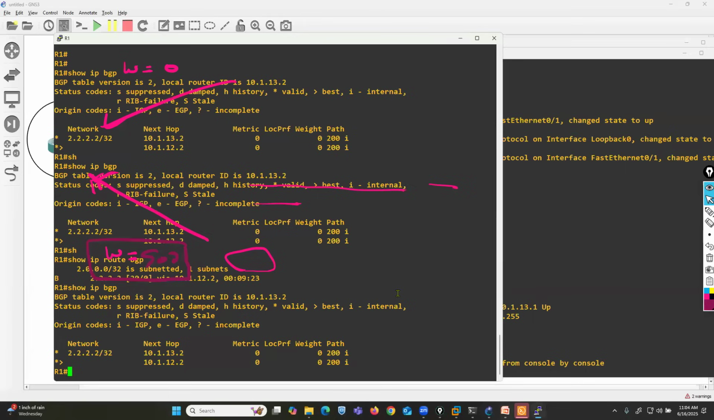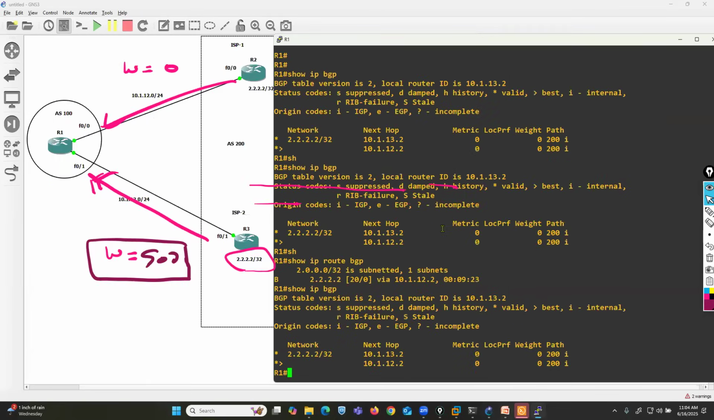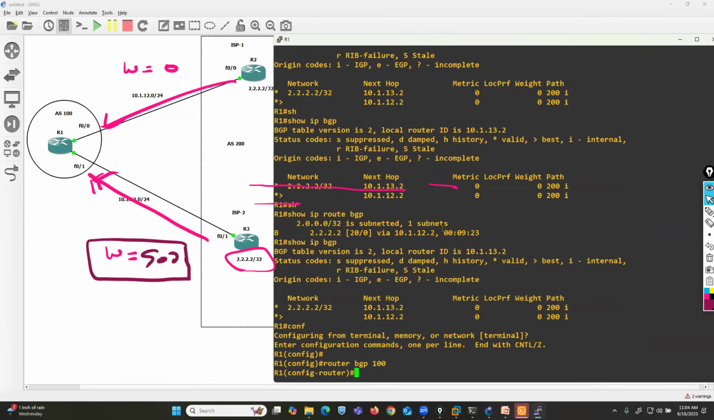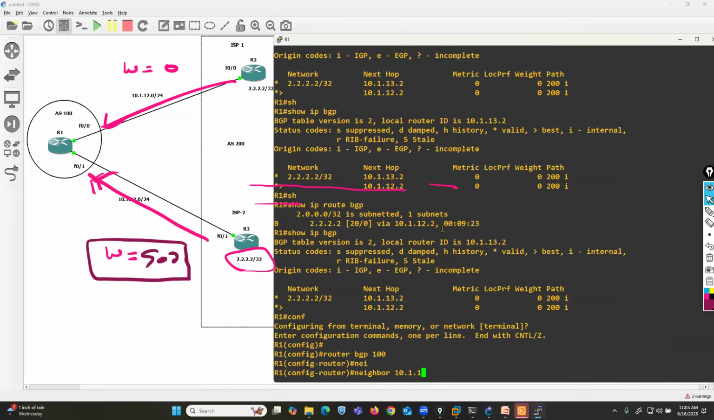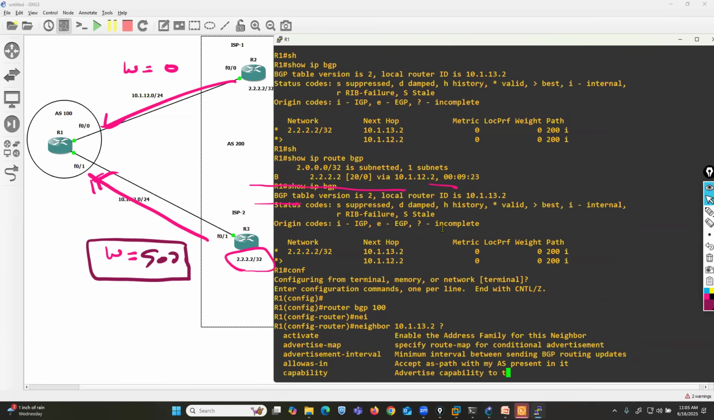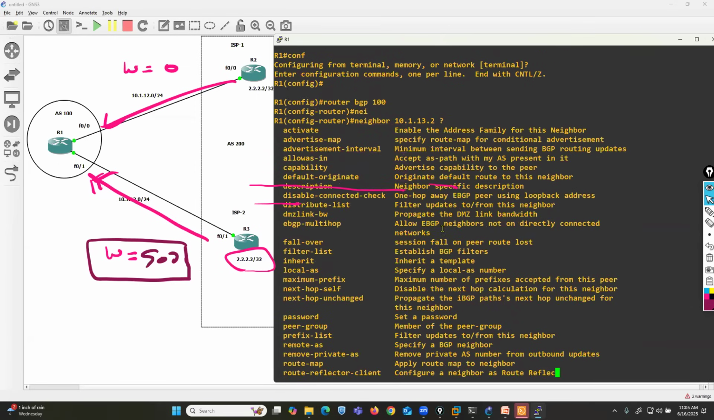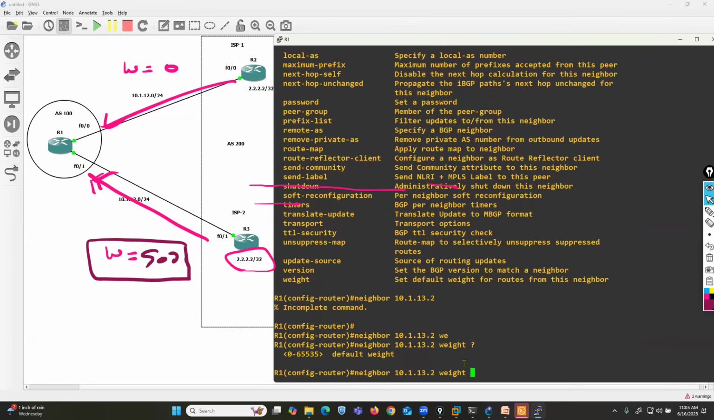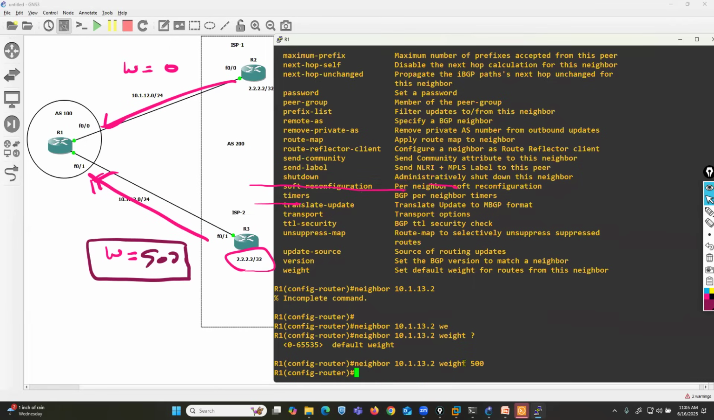I'm here on the branch router. I can go to the BGP protocol, router bgp 100. I can tell my neighbor, my neighbor is 10.1.13.2. The command is the weight command. So neighbor 10.1.13.2 weight, and you can select a number between 0 and 65,535. Via this side, I'm trying to increase my weight to 500, for example.